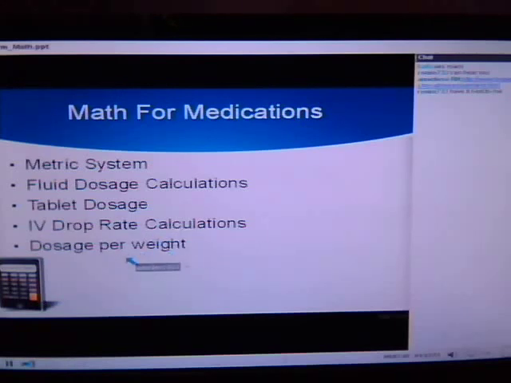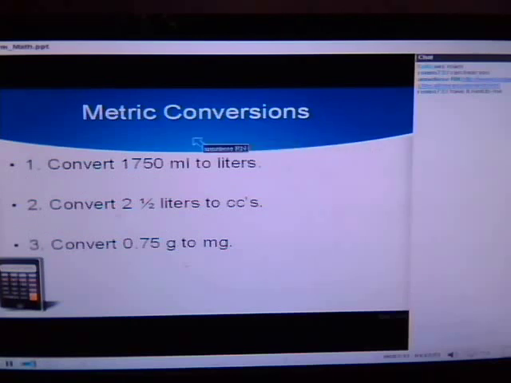Today we're going to learn about the metric system, fluid dosage calculations, tablet dosage, IV rate calculations, IV drop rate calculations, and dosage per weight. When I do my calculations, I have an easier way of doing it, or so I think. But if you learn something in school that works better for you, I'm not here to change you. If something works for you, then continue to do that. Alright?